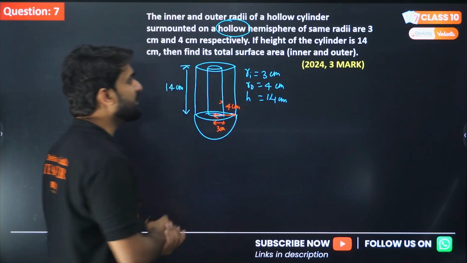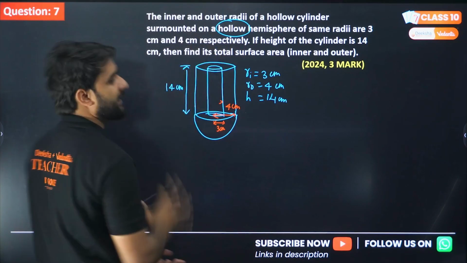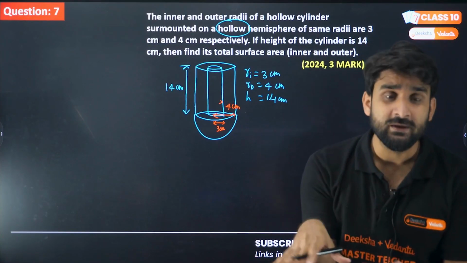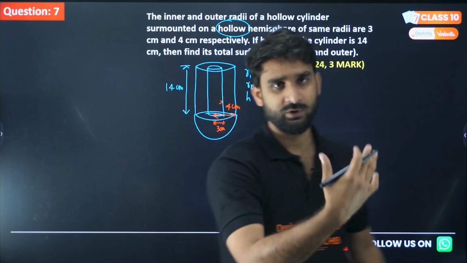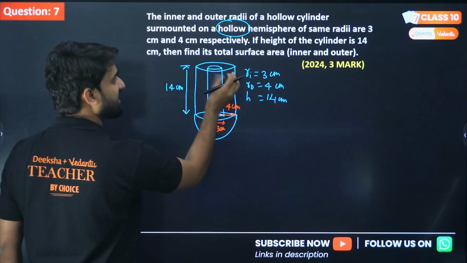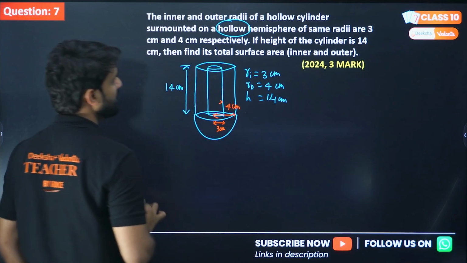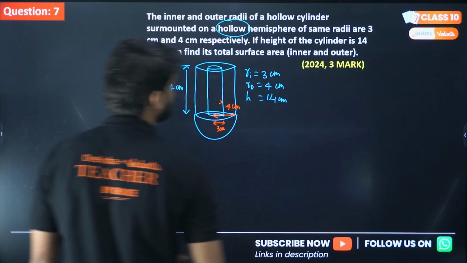So find the total surface area. How can I find it? If you look at the complete diagram, what portions can you observe? The only portions we can see are the curved surfaces. So we will only consider the curved surface area here. So what we can do is find the curved surface area. So what will be the result?